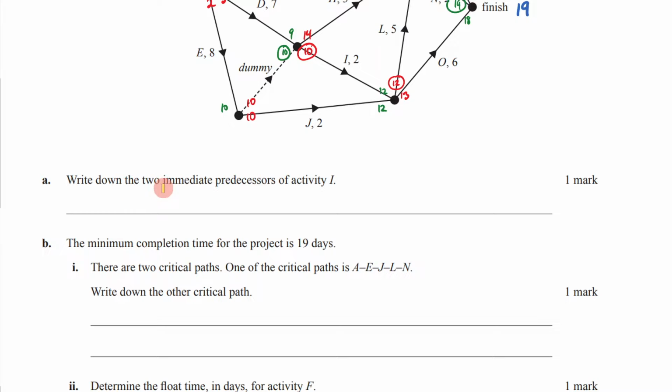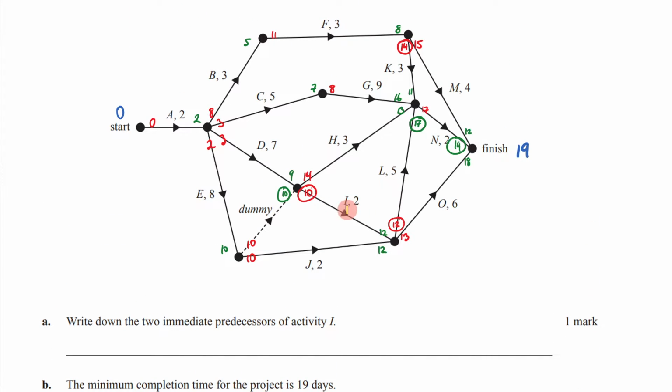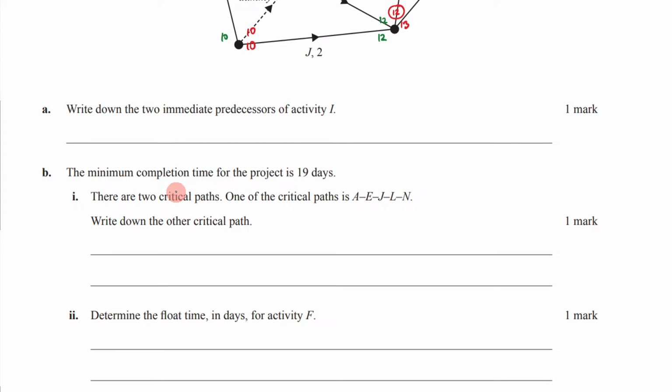It says, write down the two immediate predecessors of activity I, where here is activity I right here. So its two immediate predecessors are going to be D, and as you can see, it's also going to be E because we've got this dummy edge coming into I there. So it's going to be D and E. So let's write that in. Let's come down here and let's write down D and E.